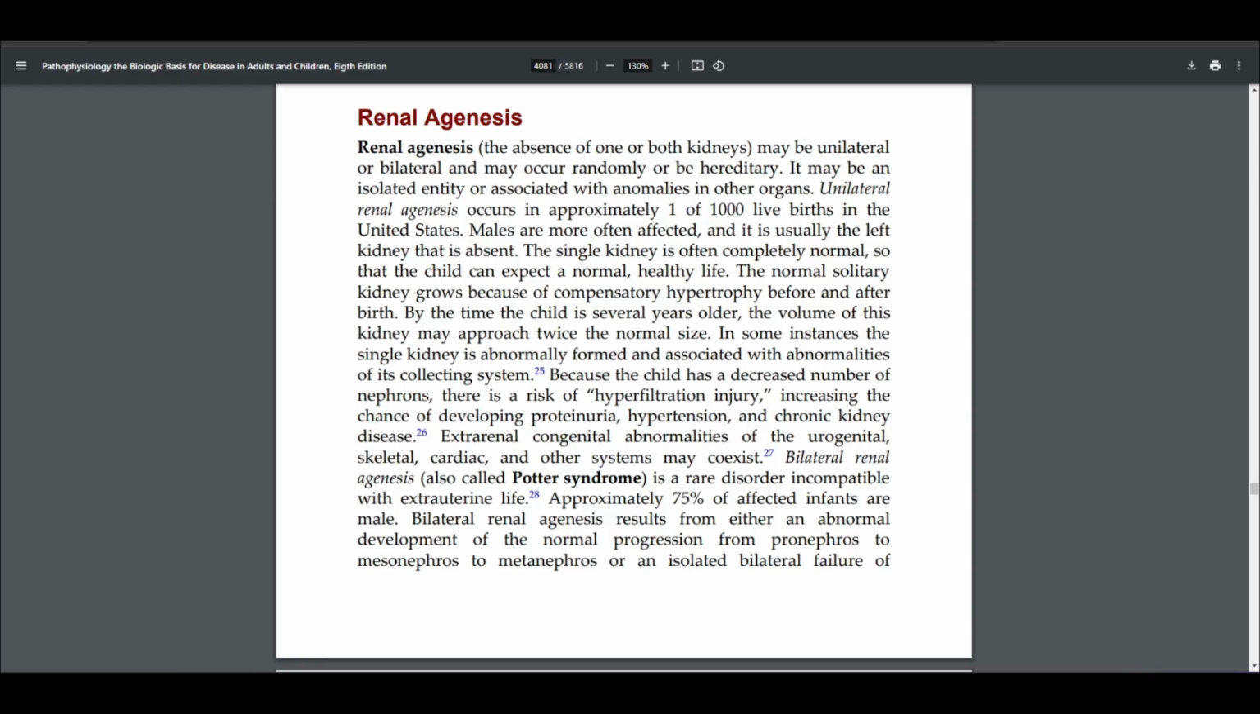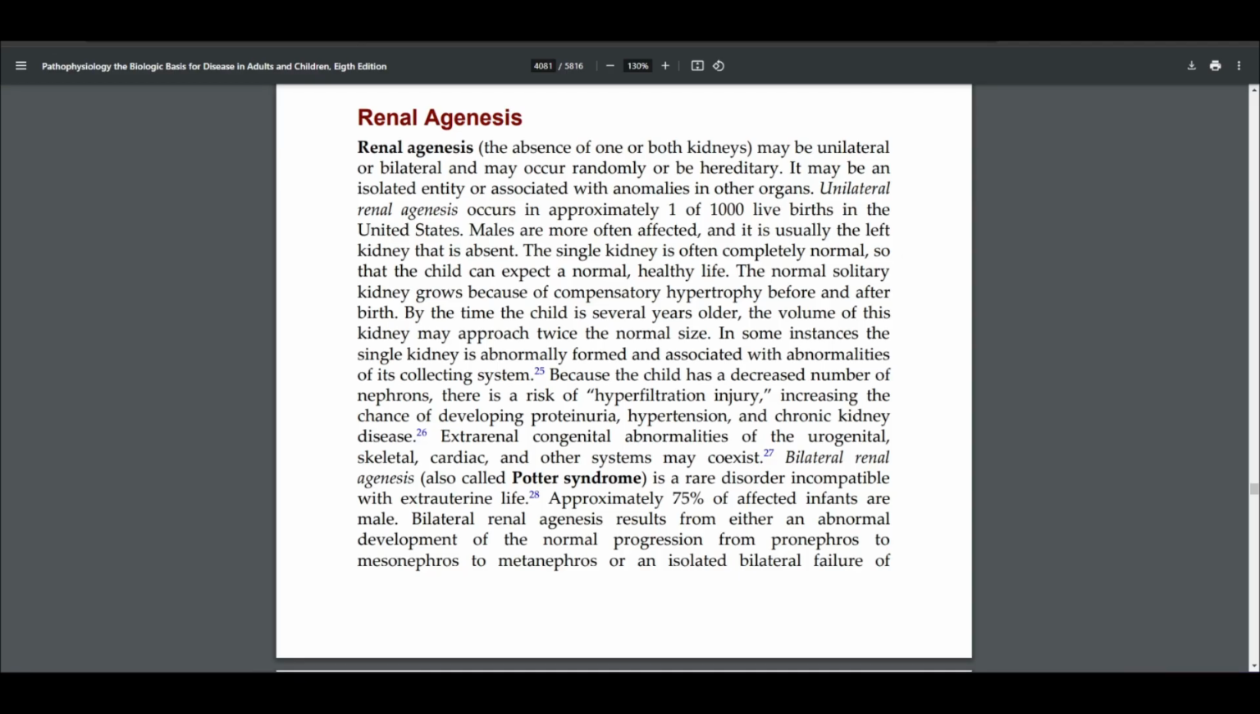In some instances, the single kidney is abnormally formed and associated with abnormalities of the collecting system. Because the child has a decreased number of nephrons, there is a risk for hyperfiltration injury, increasing the chance of developing proteinuria, hypertension, and chronic kidney disease. Extrarenal congenital abnormalities of the urogenital, skeletal, cardiac, or other systems may coexist.